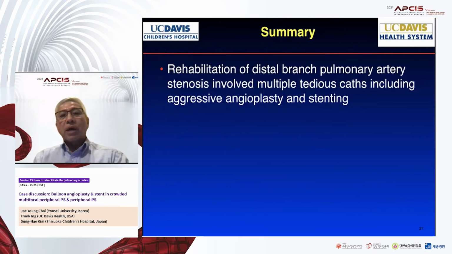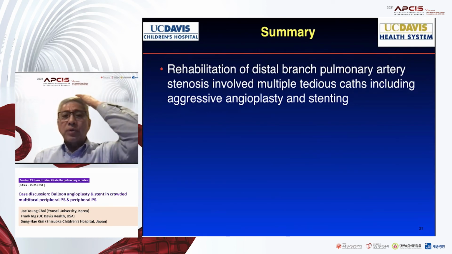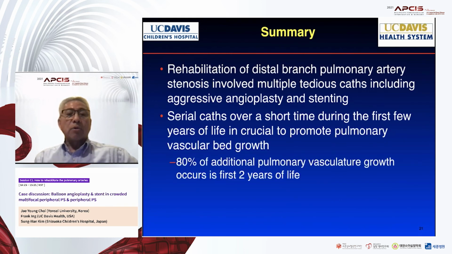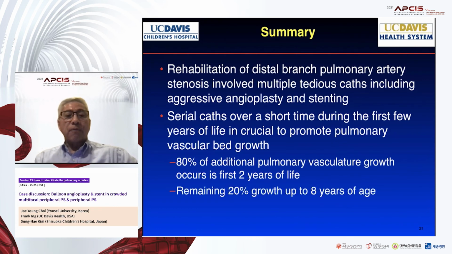So let me just summarize that rehabilitation of distal branch pulmonary artery stenosis involves multiple tedious caths, including aggressive angioplasty and stenting. Serial caths over a short time during the first few years of life is crucial in order to promote pulmonary vascular growth. And as Sung Ho said, I would say that 80% of additional pulmonary vascular growth after birth occurs in the first 2 years of life, and the remaining 20% happens up to 8 years of age. And it's really important to go after them early on, even though those are the most difficult types of cases. So that's my presentation for the case. Thank you.